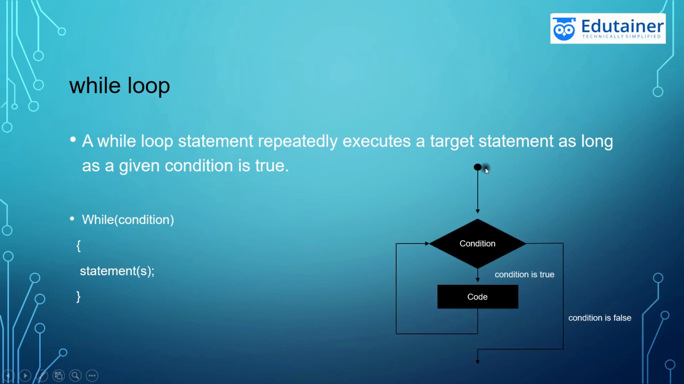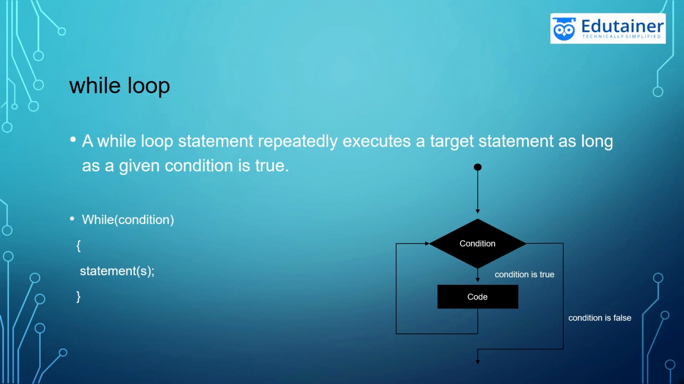So you can see the flowchart right now. In the flowchart, you can see the program is running. The condition is true. We have a condition over here. When the condition is true, it will be running my code and it will be again moving in a circular manner until and unless my condition is true. Once my condition gets false, it will jump out of the loop over here. So this is how a while loop works.